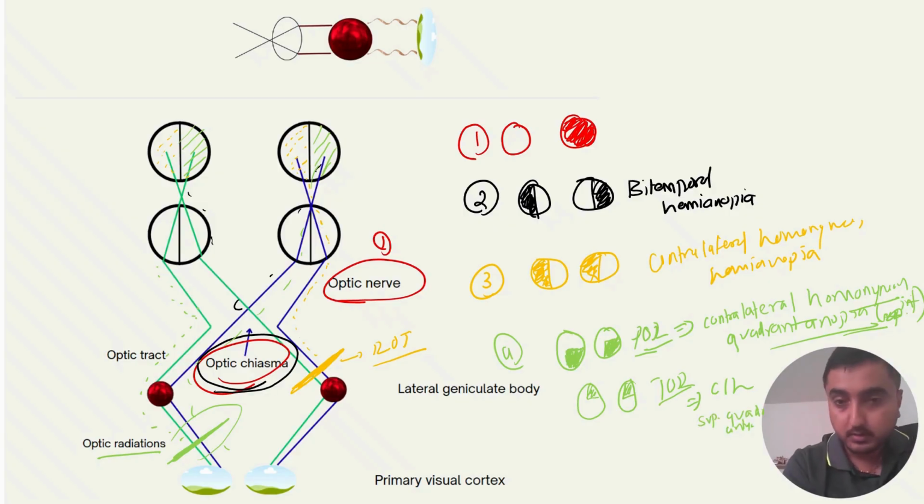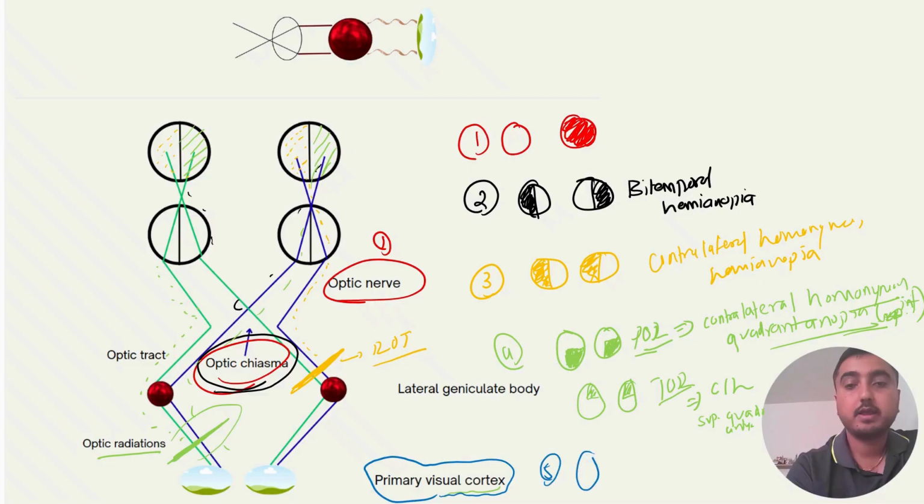Now last but not the least, the primary visual cortex. Again, involvement of the primary visual cortex, if we trace it all the way up, we'd see that there would be contralateral homonymous hemianopia. But as I said in my video on PCA stroke, the macula of retina is also supplied by the middle cerebral artery, so we'd have macular sparing.